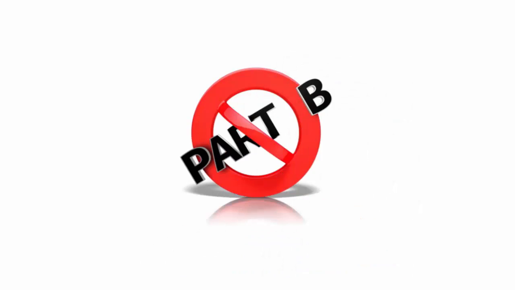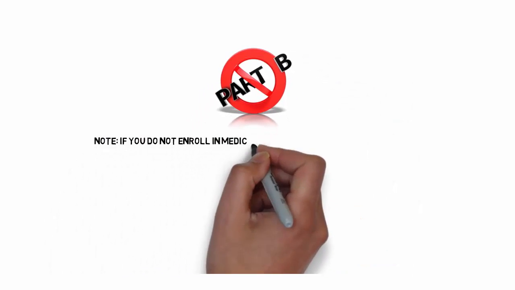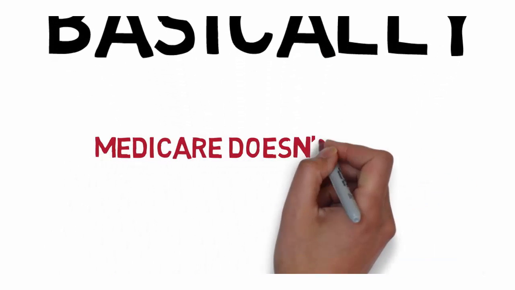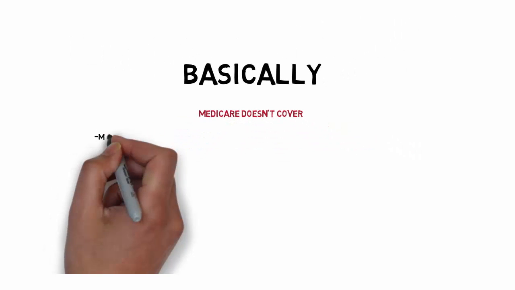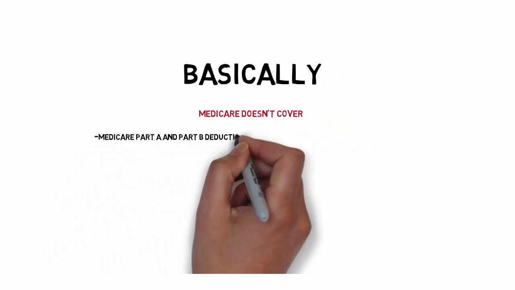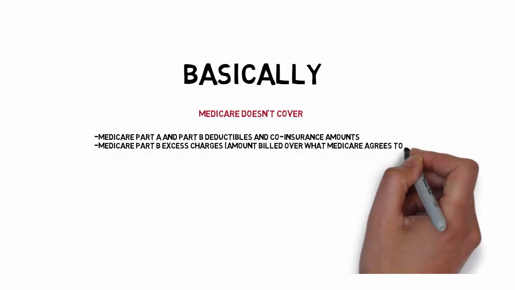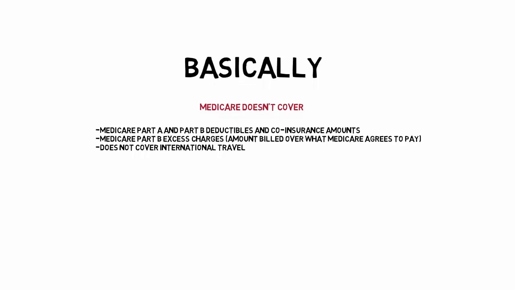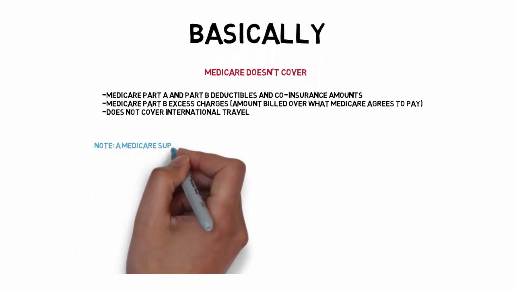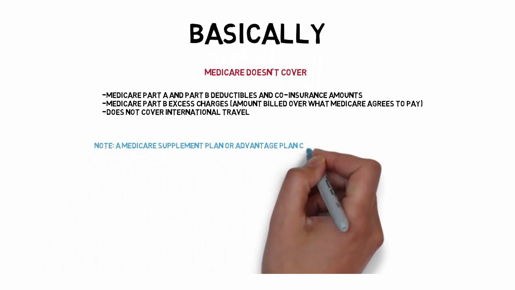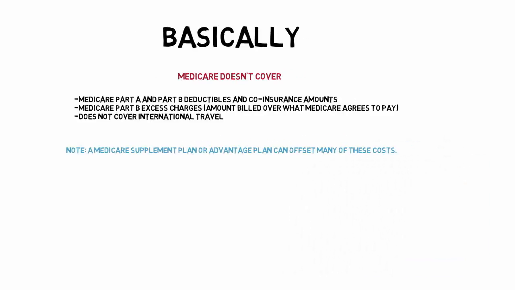Be aware that if you don't get Medicare Part B when you're first eligible, you may be penalized later when you need it. Basically, what this all boils down to is Medicare doesn't cover everything. It doesn't cover the Part A and Part B coinsurances and deductibles, it doesn't cover foreign travel, and it doesn't cover your Medicare Part B excess charges. A Medicare Advantage plan or Medicare Supplement plan would offset most or all of these costs.